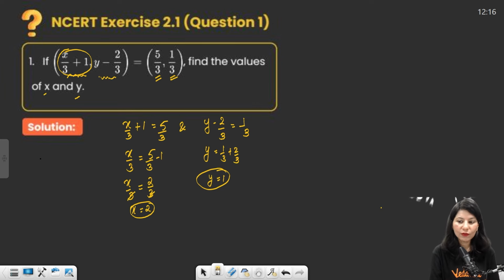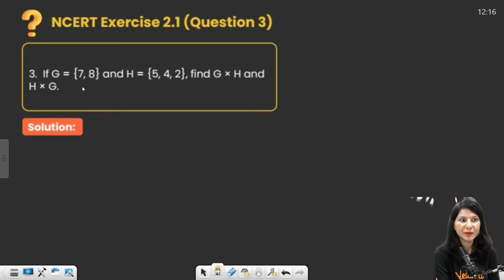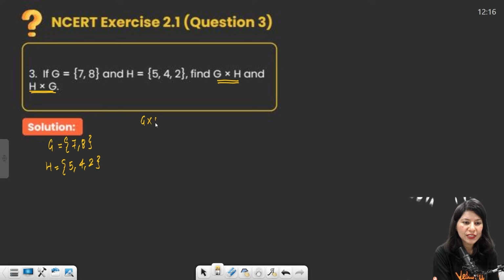Now moving on to the next problem, which is problem number 3. If G is {7, 8} and H is {5, 4, 2}, then we need to calculate G cross H and H cross G. Basically this is a Cartesian product. First of all, let's focus on G cross H. G has 2 elements and H has 3, so a total of 6 ordered pairs will be sitting inside G cross H.